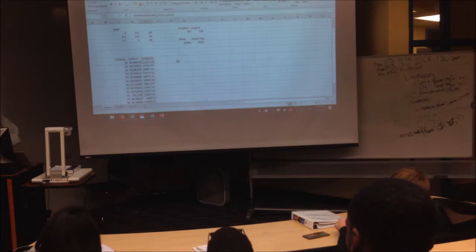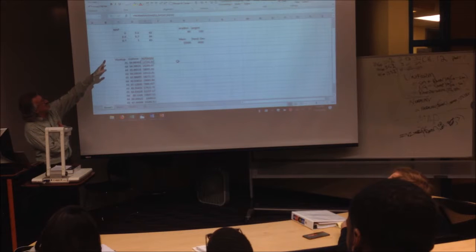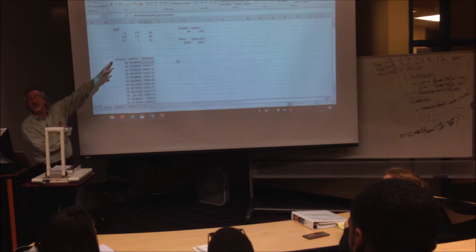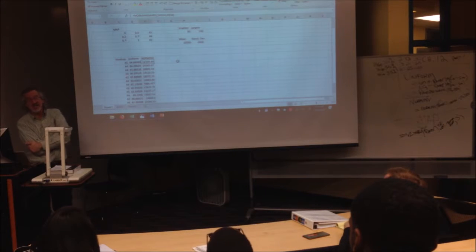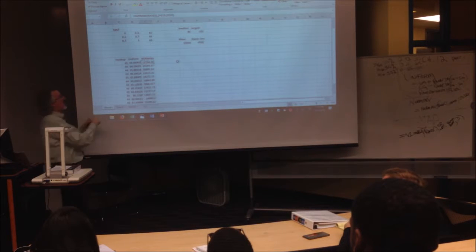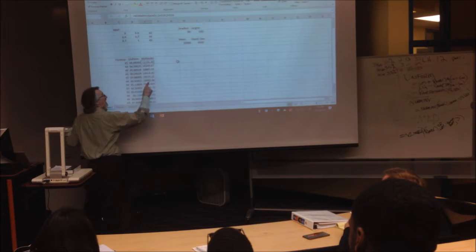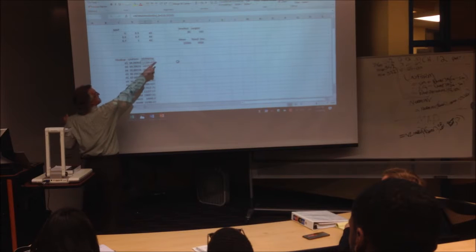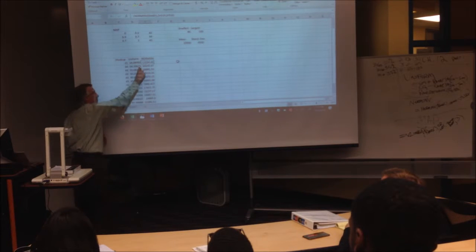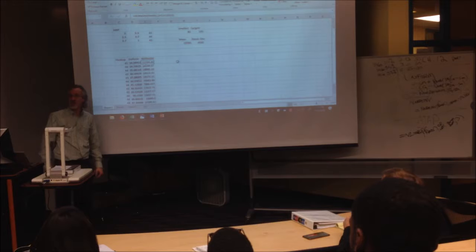NORM.INV, look what's happening here. Parentheses, RAND, parentheses, parentheses, comma, the cell location where the mean's at, H10, the cell location where the standard deviation is at, I10. Dollar signs in front of the H and the 10, the I and the 10, because when I copy and paste, every one of these, I want to always look at H10 and I10. I don't want those cell locations to change.